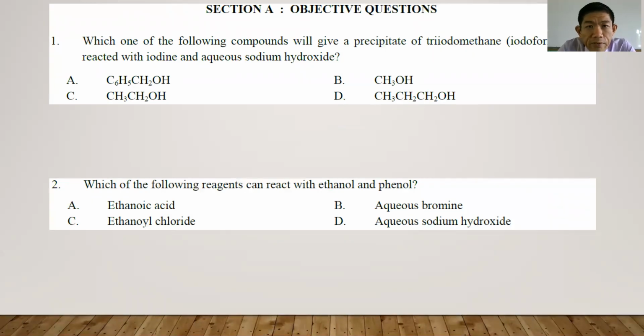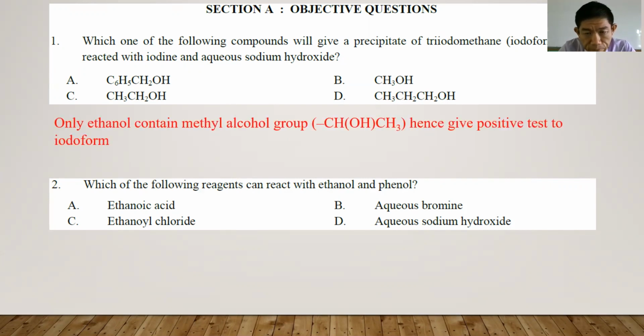Let's have a look at the objective questions, starting from number 1. Which of the following compounds will give you a precipitate of iodomethane when reacted with iodine and aqueous sodium hydroxide? For the case of alcohol, you will require what we call a methyl alcohol group, which is made of CH(OH)CH3. Among these, A doesn't have it, B doesn't have it, only C has it, which is ethanol, and D also doesn't have it. So the best answer for number 1 is C.